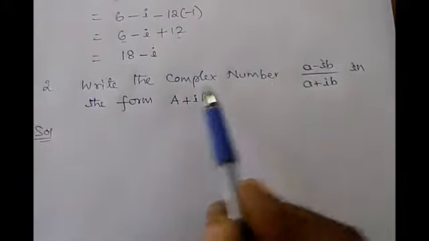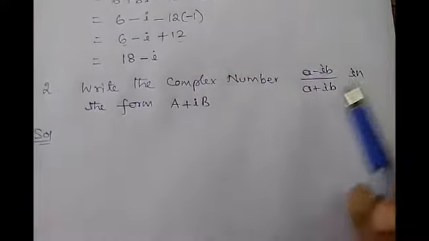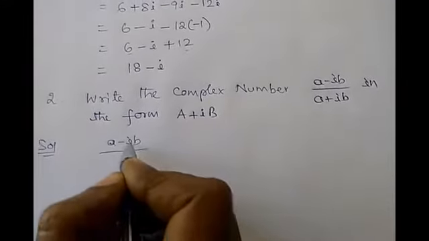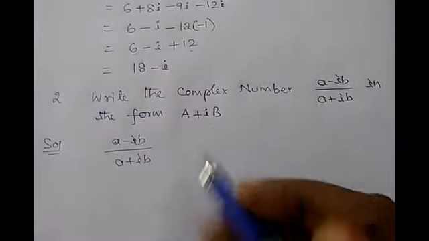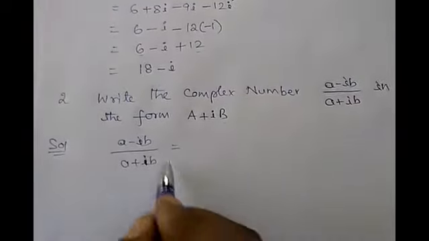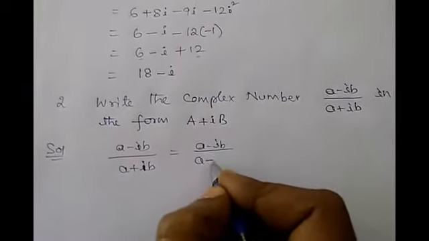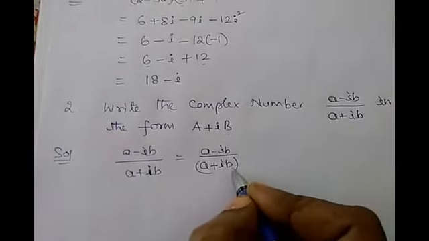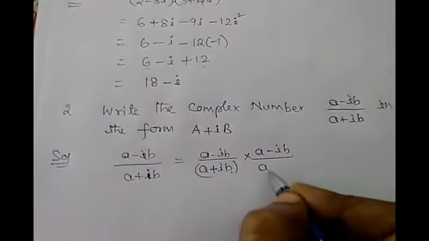Next problem is write the complex number (a minus ib) by (a plus ib) in the form a plus ib. The given complex number is (a minus ib) by (a plus ib). Now it can be written in the form of a plus ib. So, in the denominator, we have an imaginary part. To remove this imaginary part, we have to multiply by the conjugate of that complex number. What is the conjugate of a plus ib? A minus ib.